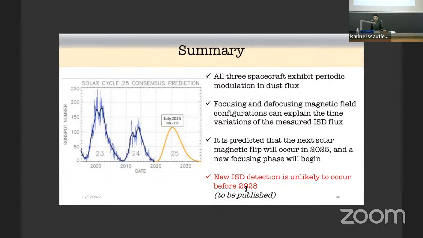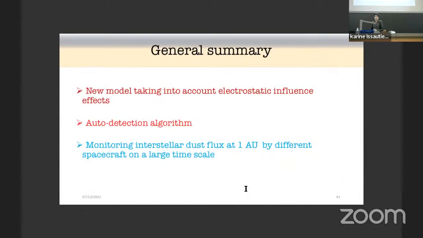Anyhow, here I will stop presenting my scientific results and just make a short general summary. So we have a new model, as a product of the work on the thesis, that takes into account the electrostatic influence effect. We made an auto detection algorithm for the dust on STEREO, and we managed to monitor the interstellar dust flux at 1 AU by different spacecraft on a large time scale, which can be really useful for further work.